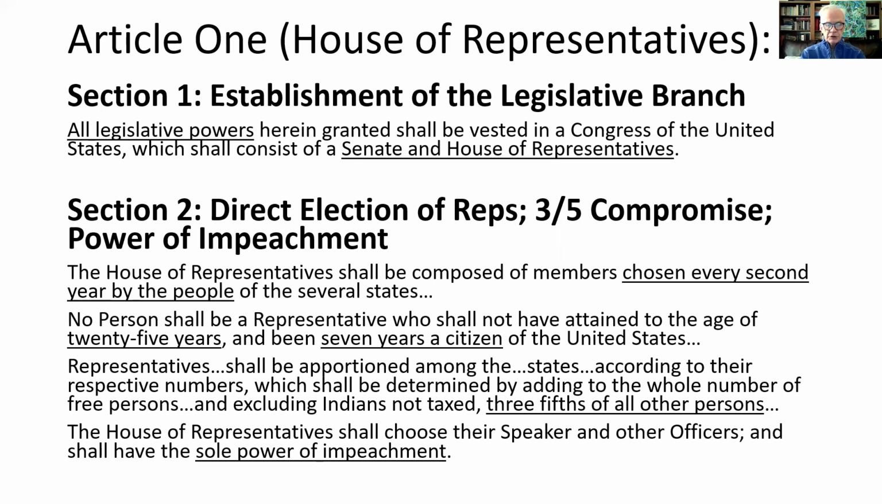The House chooses its own speaker, which is generally the person who is the head of the majority party in the House. And the Constitution also mentions that the House has the sole power of impeachment. Impeachment means indicting a federal official: president, vice president, federal judges, anybody who is an appointed federal person, that is, a cabinet member, et cetera. They can be impeached for high crimes and misdemeanors. They can be impeached for taking bribes or treason.